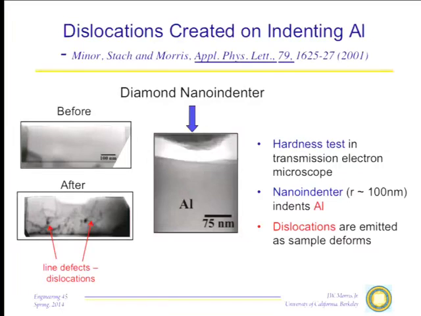Now, just taking a few frames from the movie, a little bit better focus. This is before. Here's the indentation coming in. This is after. There's the indentation pit, slightly different in shape than you see in the laboratory because this sample is very thin in this direction. But here you see dark lines emanating from that pit. These are the line defects or dislocations. And it is the motion of these defects that have actually allowed the surface indentation to happen.